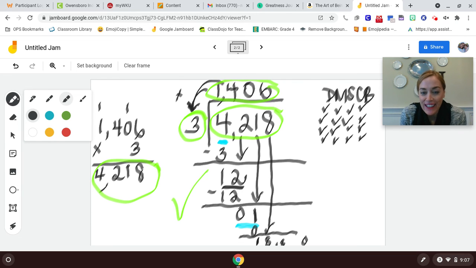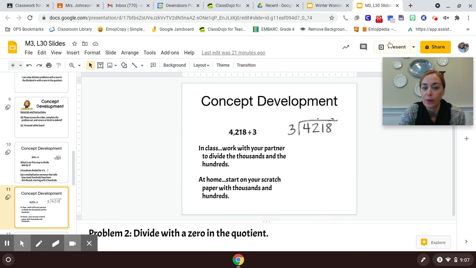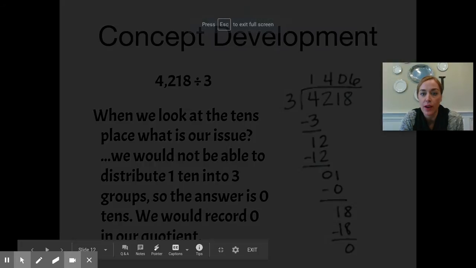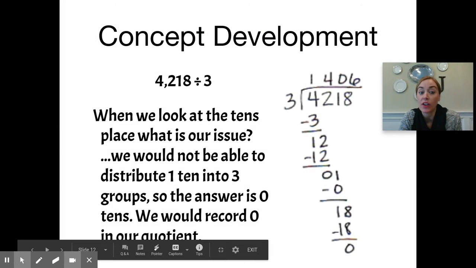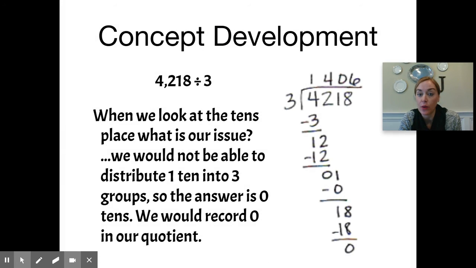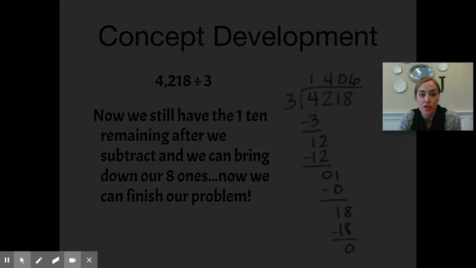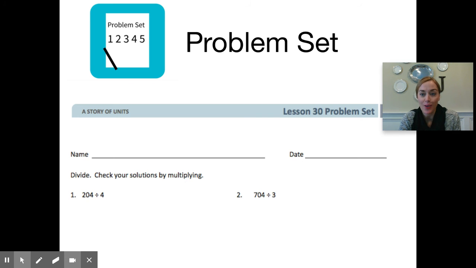So hopefully this lesson has not been too terribly hard for you, okay? We've seen that you can have a 0 in the dividend, and you can also have a 0 in your quotient. So this is me just showing you the work as we go. Okay, so that was a pretty quick lesson, and now you're ready for the problem set, okay?